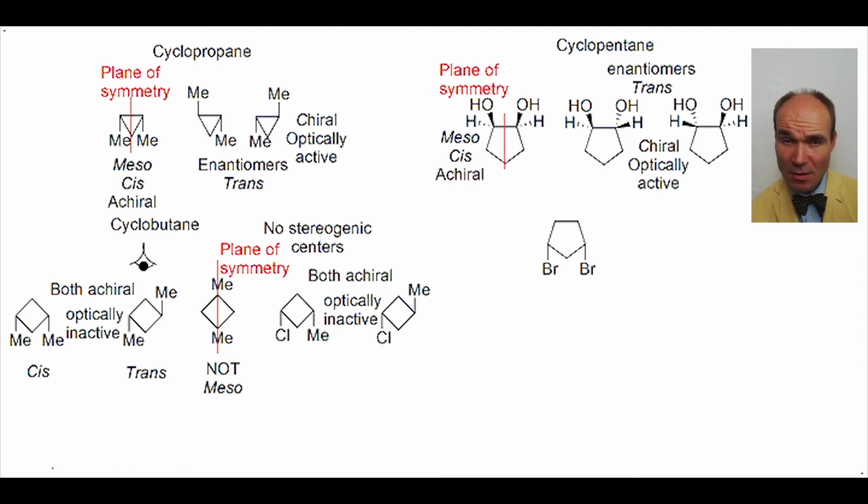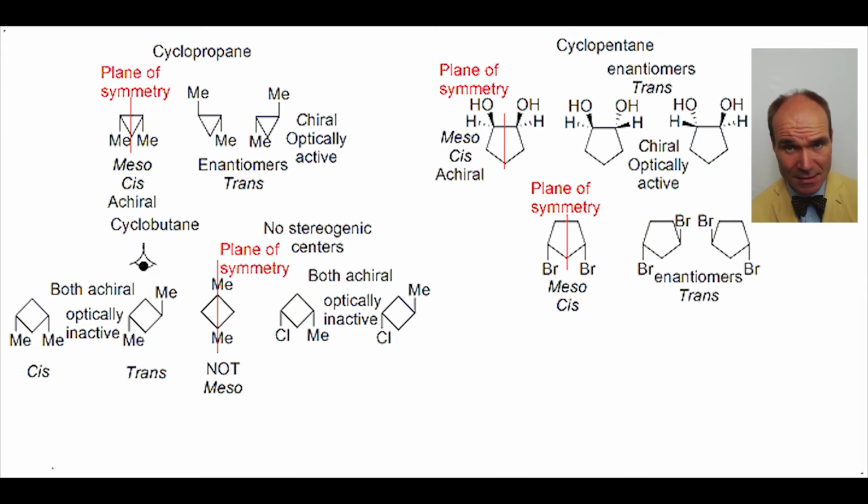Here, this molecule has a plane of symmetry. The bromo groups are cis to each other, and so the compound is meso. The alternative arrangement between the bromo groups here is trans. The two possible forms are enantiomers of each other. Here's another example of a tetrahydrofuran core with a plane of symmetry and a cis relationship between the hydroxyl groups. Thus, it's meso.